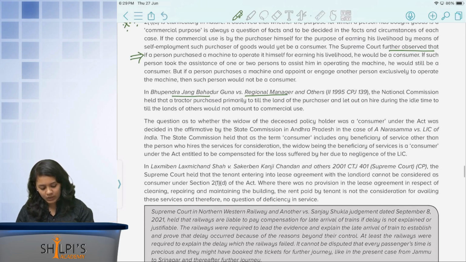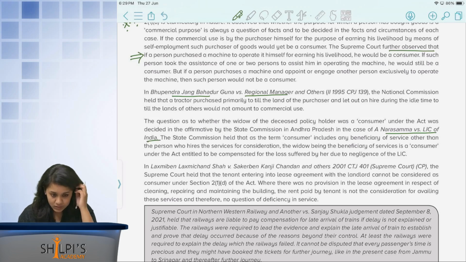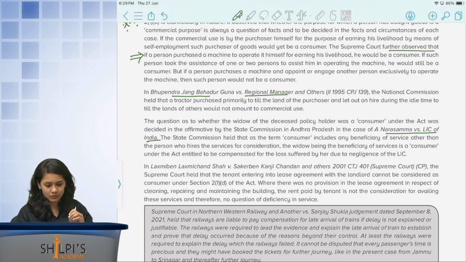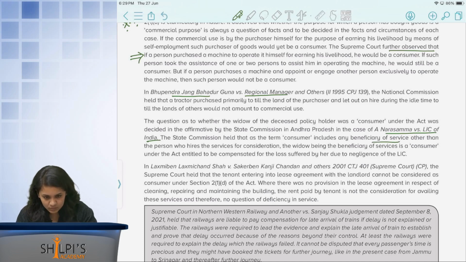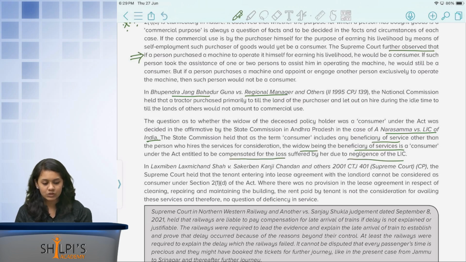The main one came with the case of Narasamma versus LIC India, wherein they held that a consumer includes the beneficiary of a service. Remember I said another person can use the goods with my permission. Another person can use the services with my permission. So in this case, the beneficiary of the service other than the original consumer was a widow. The widow was the beneficiary of the service and therefore is a consumer under the Act, and she was entitled to the compensation of loss suffered by her due to the negligence of LIC.